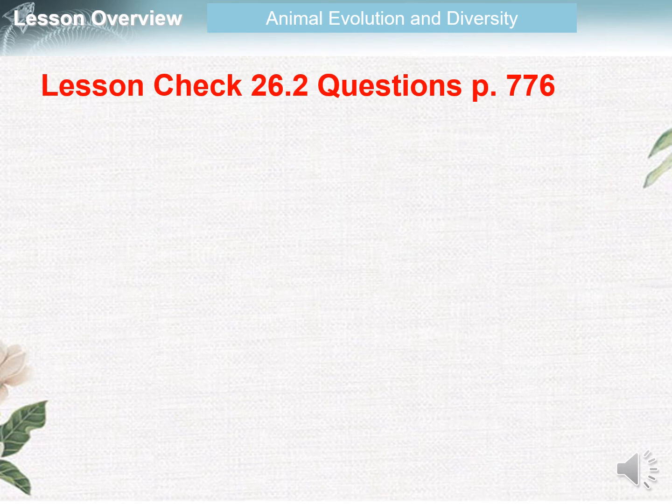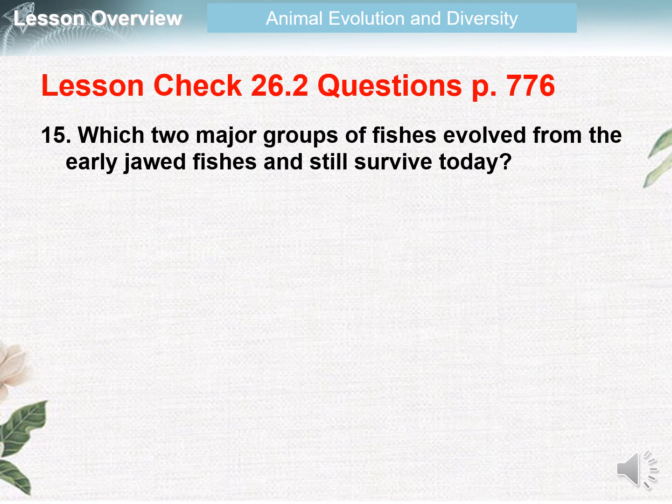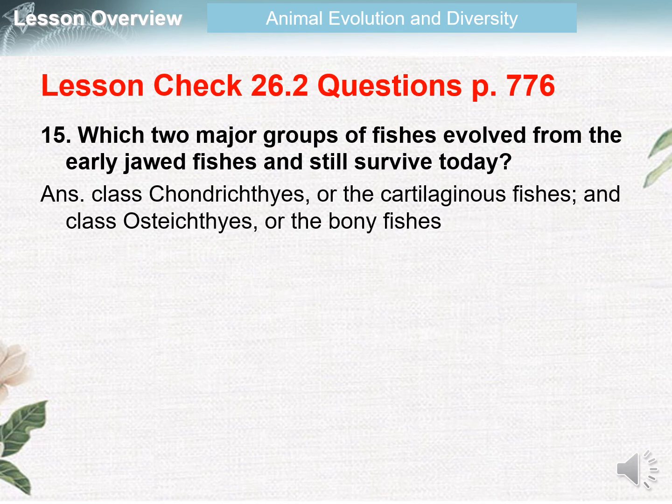The lesson 2 questions are still found on page 776. Which two major groups of fishes evolved from the early jawed fishes and still survive today? The answer is the class Chondrichthyes, or the cartilaginous fishes, as well as the class Osteichthyes, or the bony fishes.